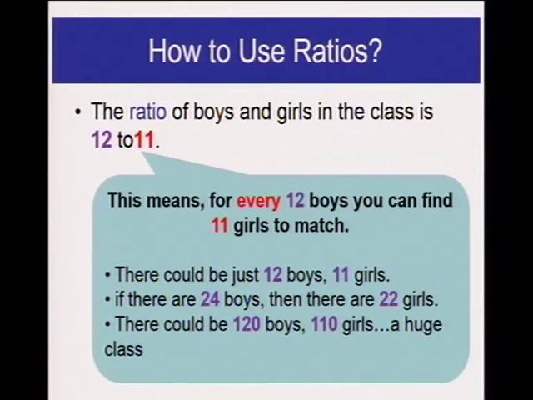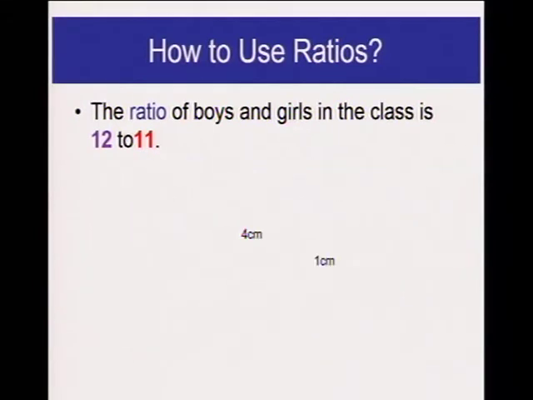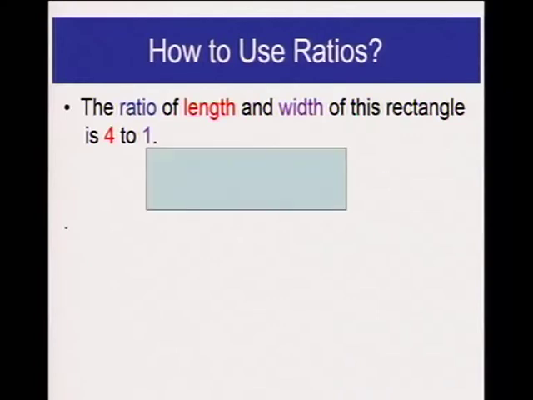Well, this does not necessarily mean that we have got a class of 23 people. It can be any number, but whatever number that we come up with, it should satisfy that ratio of 12 boys is to 11 girls. There could be exactly 12 boys and 11 girls. There could be 24 boys, and if there are 24 boys, then automatically it means there should be 22 girls. We could have 120 boys, in which case we are expected to have 110 girls in order to satisfy that ratio.